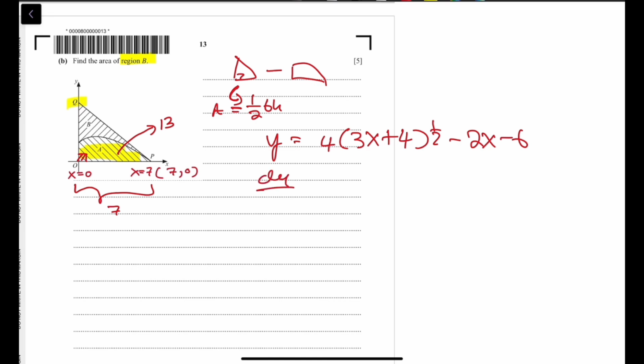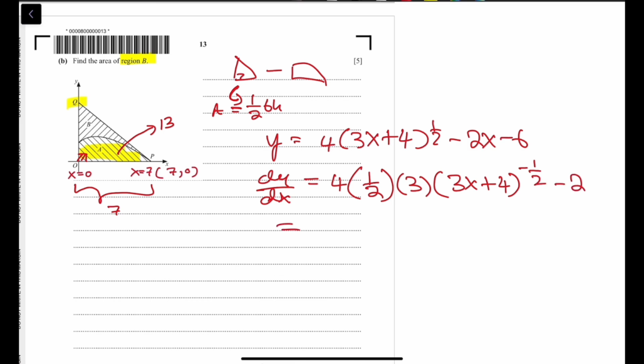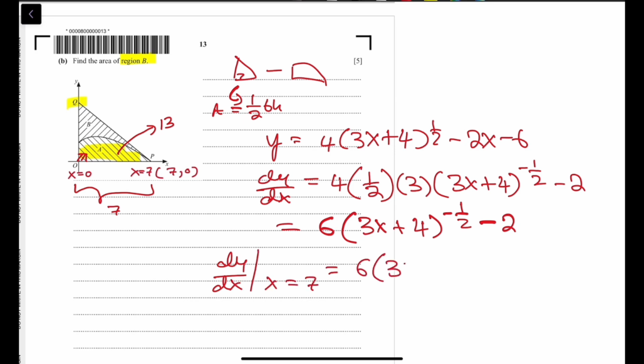So if we find the derivative for the gradient, it's going to equal 4 times a half times 3 times 3x plus 4 to the power negative a half, minus 2. Which is equivalent to 6 times 3x plus 4 to the power negative a half, minus 2. And we can find at point P what the gradient is, which is at x equals 7, 6 times 3 times 7 plus 4 to the power negative a half, minus 2. And if we substitute that in, we end up with negative 4 over 5.